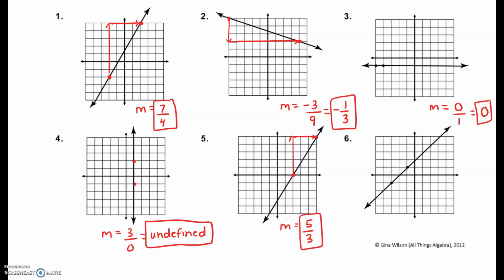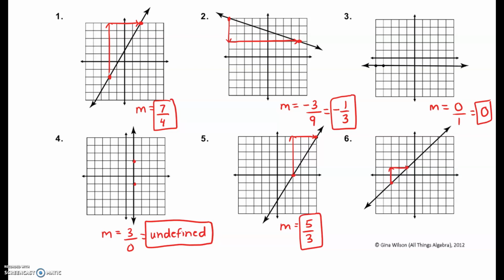You should also notice that I am always writing the slope as a fraction. For each one of these, the slope should remain as a fraction unless it can be divided out into a whole number. I never want to see the slope written as a decimal in these cases where we're counting slope from a graph. Now, number 6, you'll notice that we have, again, rise over run.